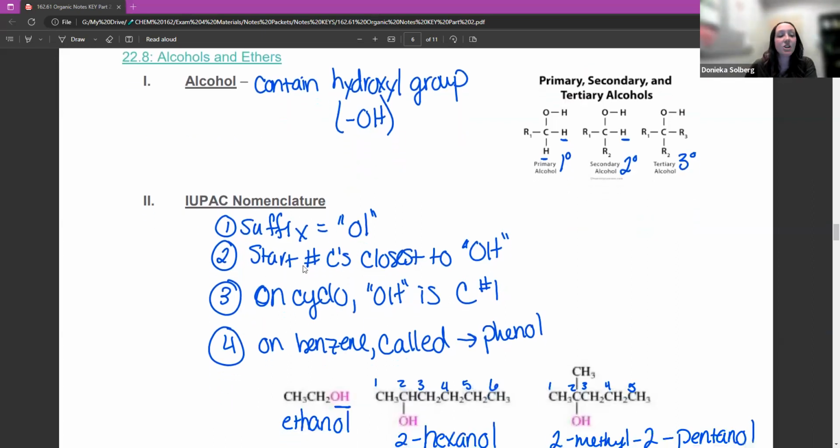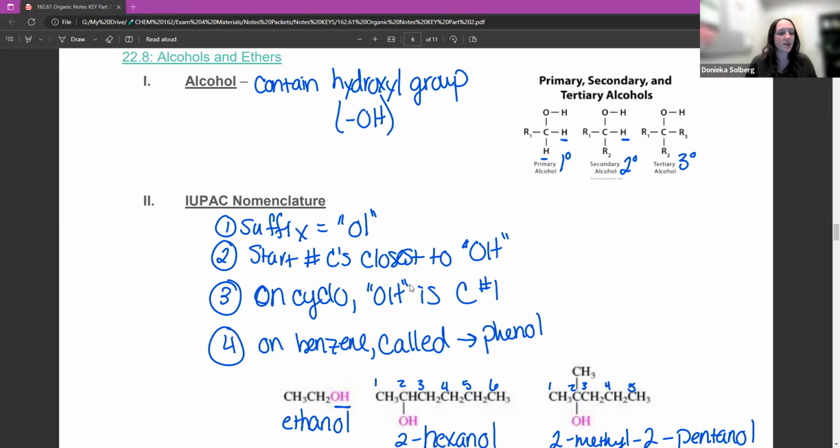Now again, you have to number the carbons, but instead of picking the end closest to the most substituents, you are going to pick the one that is closest to the OH, or the alcohol. The goal is to have the lowest number carbon for the alcohol. So start numbering the carbons closest to the OH group. If it is a cyclo, then the carbon that has the OH group should be carbon number 1. Really, if it's an alcohol we're looking at, start numbering as close to that OH as you can. But again, you still need to have your longest chain of carbons.